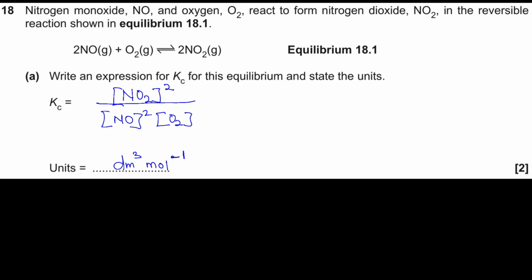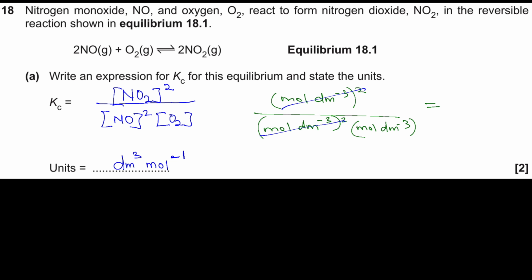Why? It's because we have the mole per decimeter cube all squared over mole per decimeter cube squared and mole per decimeter cube. We cancel that one. We're going to get 1 over mole per decimeter cube, and that will give you decimeter cube per mole.